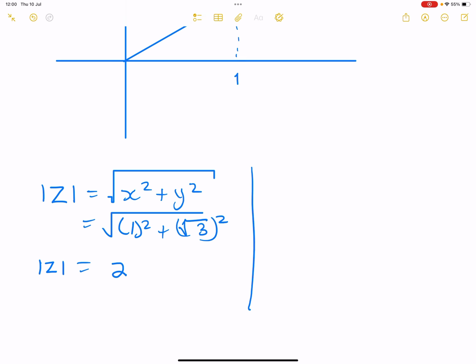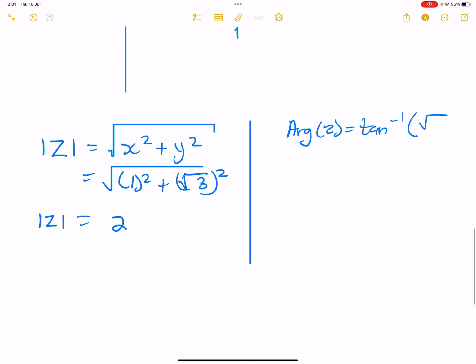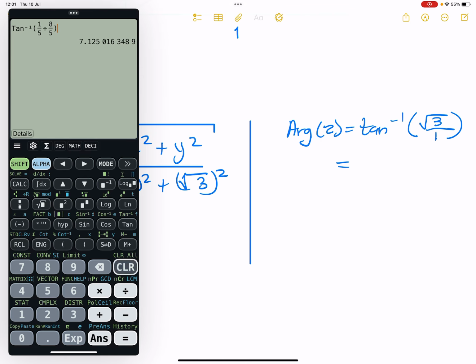And in this case, if we want to find the argument, the argument would be equal to the arctan of y over x. So y is our root 3 and x is 1. So that's the arctan of root 3 divided by 1. Remember, that is y over x. Now I can find out what that argument is. Shift tan of square root of 3, and we get 60 degrees.